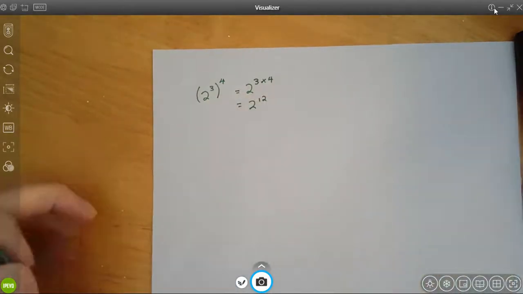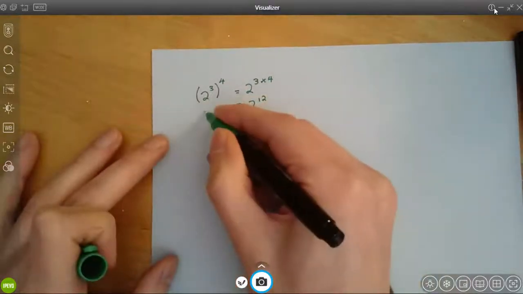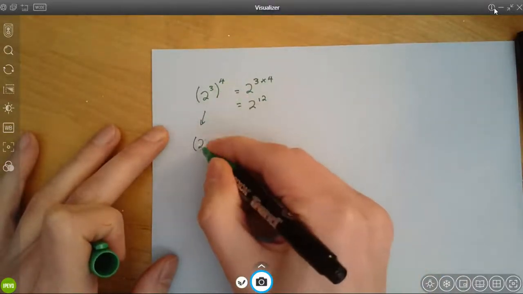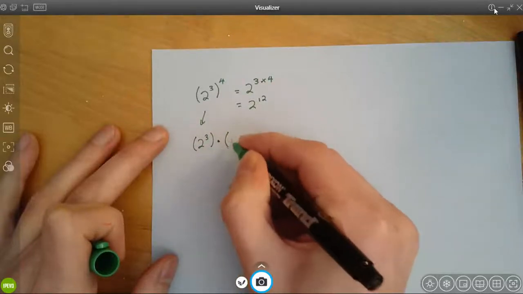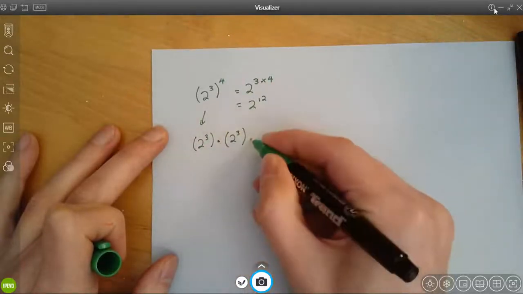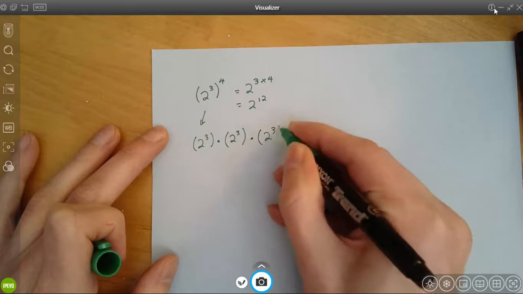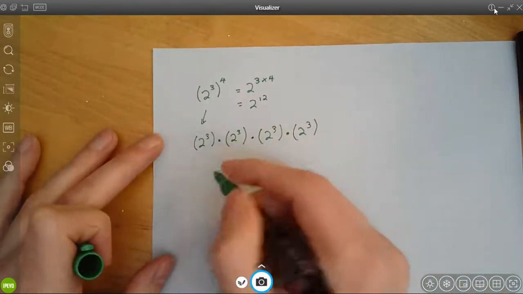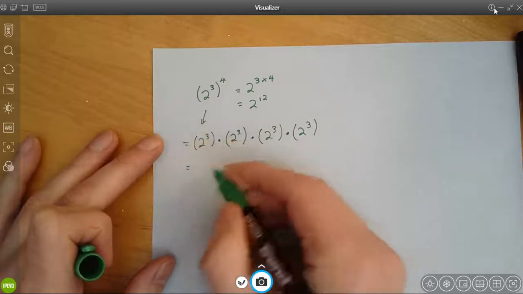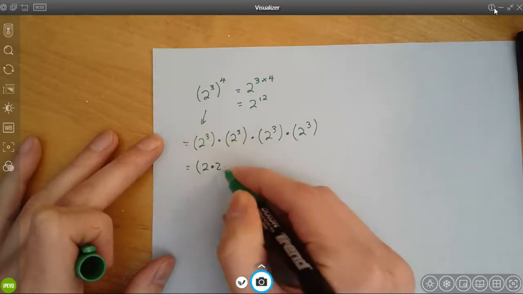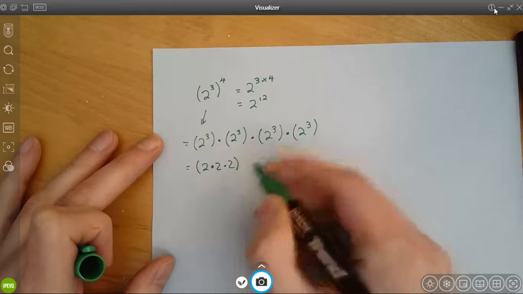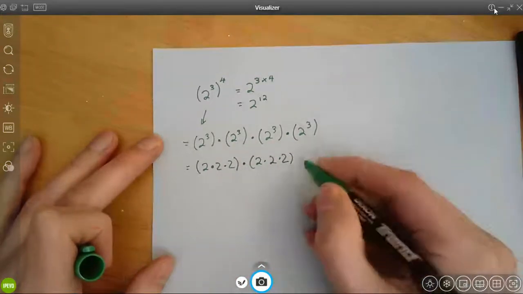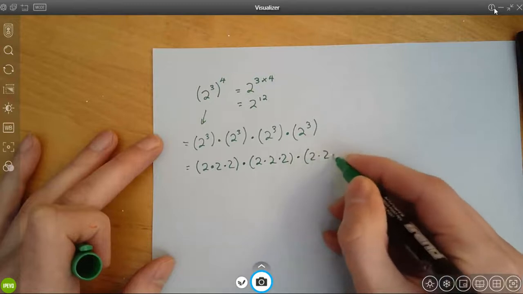And again, in this video, I'm just going to show you why that is, or what the intuition behind that is. 2 to the cubed to the fourth is really just 2 to the cubed multiplied by itself 4 times. So let's kind of expand this out. In each of these brackets, so for example, in the first bracket, I have 2 times 2 times 2. Then I multiply it by the second bracket, which is also 2 times 2 times 2. I'm going to do that 4 times.